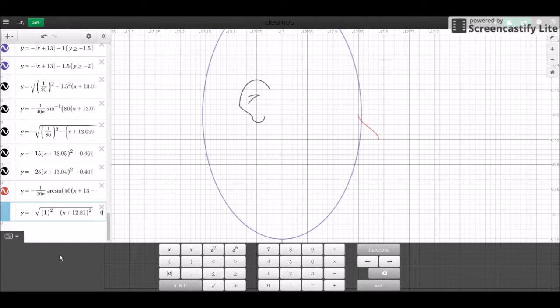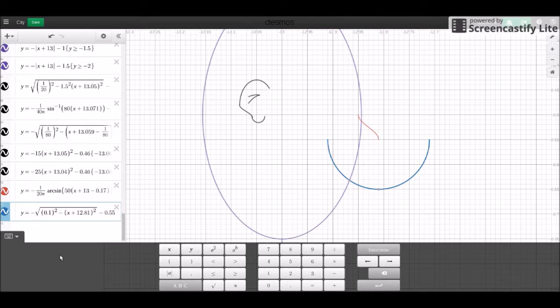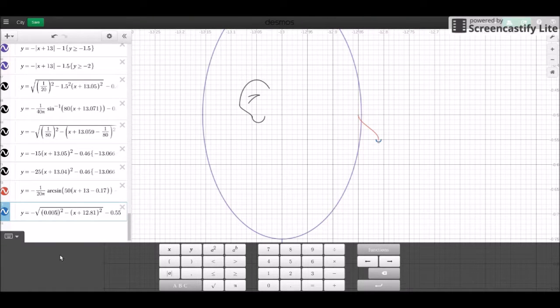And then it's minus 0.55. And as for radius, try to use an easy number, so it's easy to calculate. That's too small.